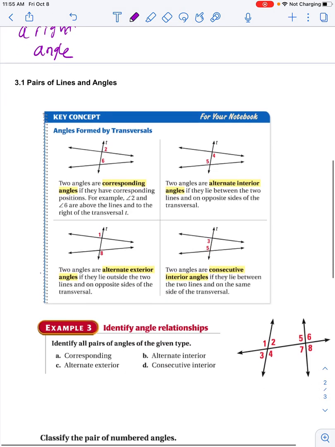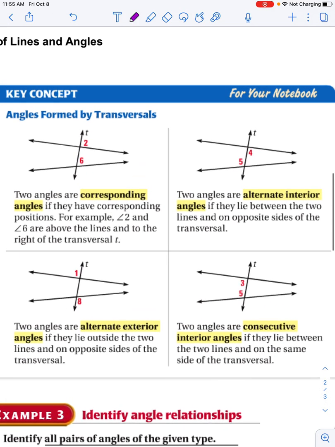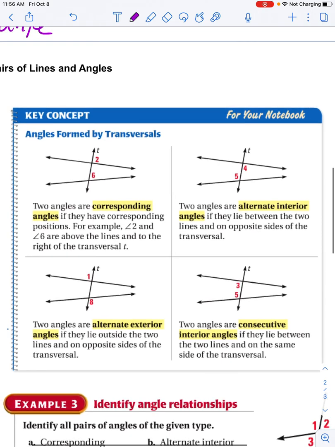All right, now this is where it gets cool, in my opinion. Angles formed by transversals. A transversal is just a line that cuts through 2 other lines. So this is my transversal right here because it's cutting through. We talk about corresponding angles, and corresponding angles mean that they are in the same location.